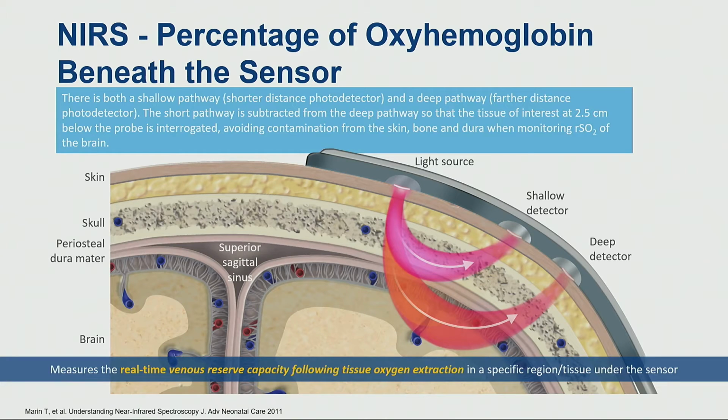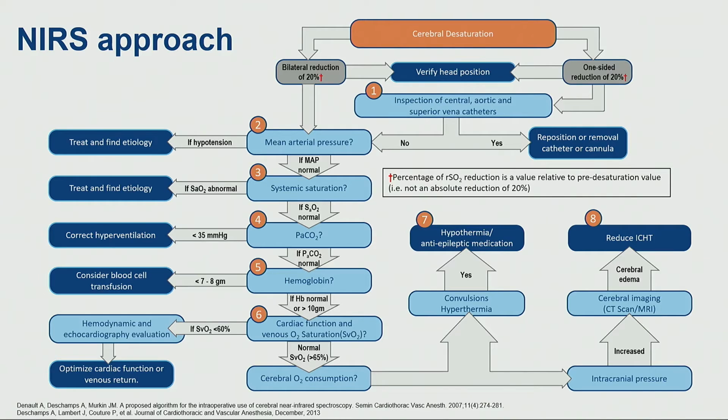This is how the NIRS technology works. There are two detectors, a shallow and a deep detector, and the two pathways essentially cross the venous bed, and we subtract values across the two pathways to get a real-time oxygen reserve capacity in the specific tissue under investigation.